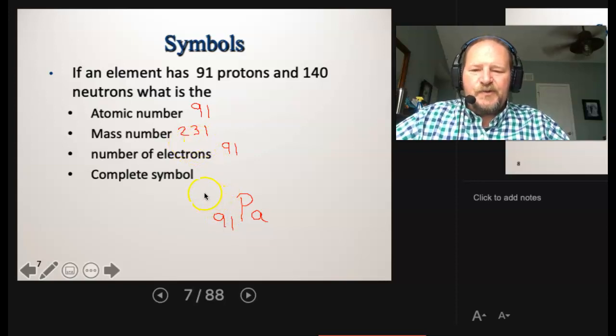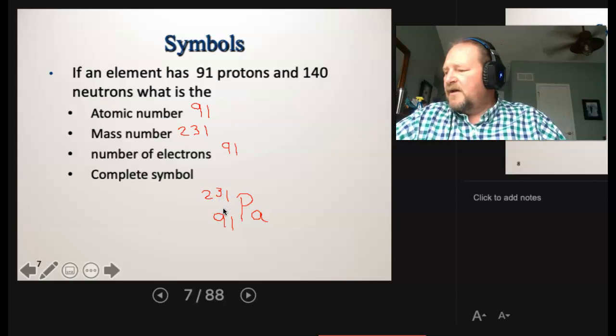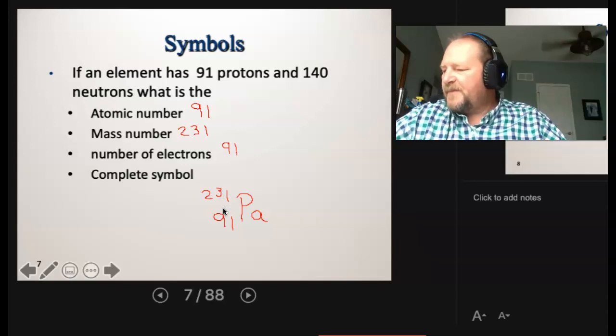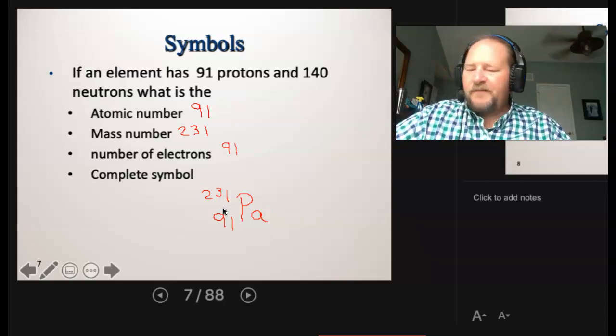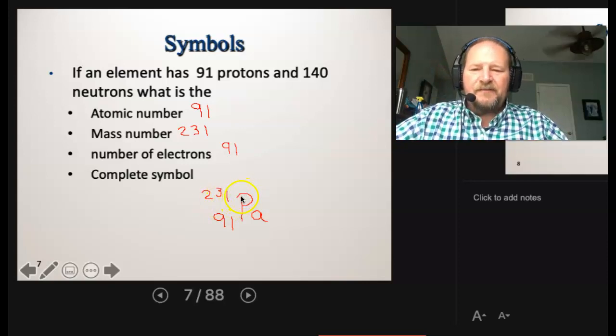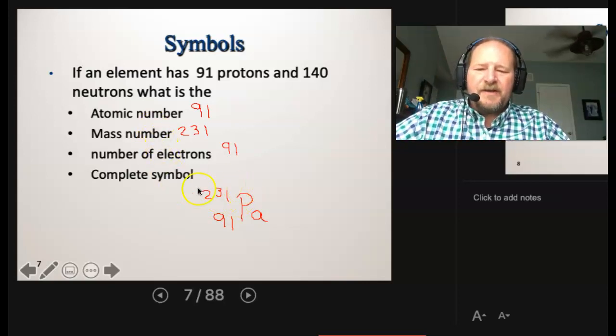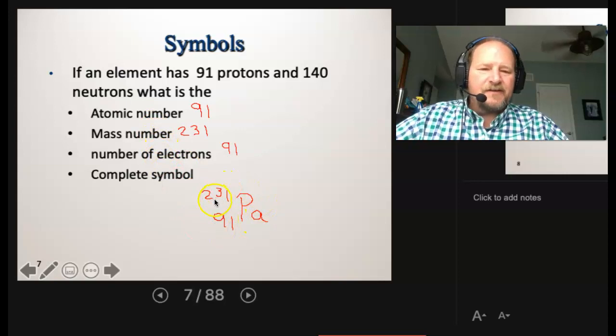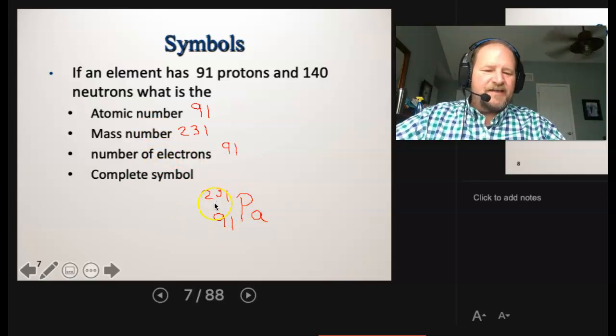And then we calculated 231 to be the mass number. And if I look at my periodic table, for my particular one, it's 231.04. Now, I don't want to add that 0.04. Whenever we're doing complete symbols, we're looking at what are called specific isotopes, and we're going to get into that in a little bit.